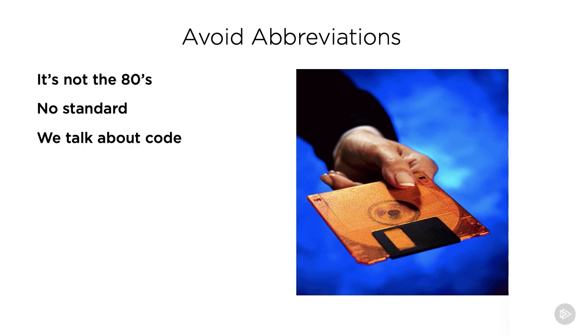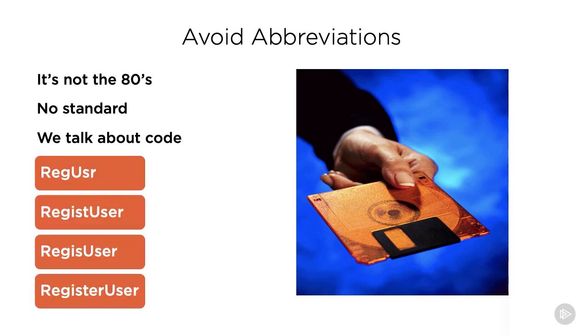Also, keep in mind that we talk about our code, and often we read it silently in our heads. Awkwardly abbreviated names hinder discussing the code. Imagine that we have a class called register user. Well, if instead we call it reg user or regist user or regis user, none of these flow off the tongue. It makes it more difficult for us to read the code and more difficult for us to have a conversation with our colleagues when issues arise.